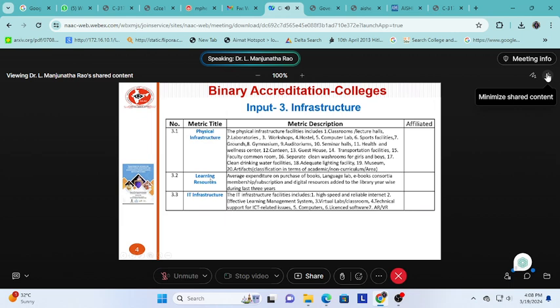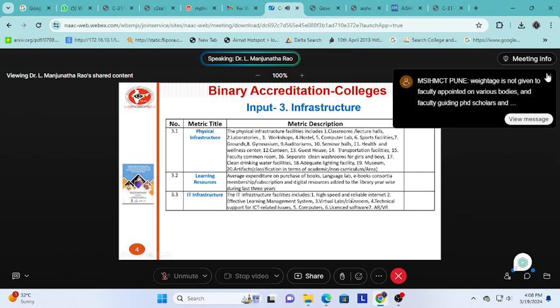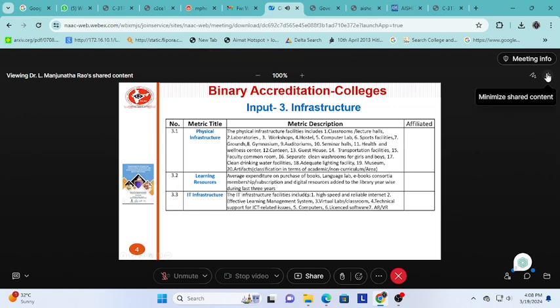Learning resources: average expenditure on purchase of books, a language lab, e-books, consortium, membership subscription, and digital resources added to the library year-wise during the last 3 years. IT infrastructure: what kind of IT infrastructure is available for the students and faculty? This is also again input-based metrics.